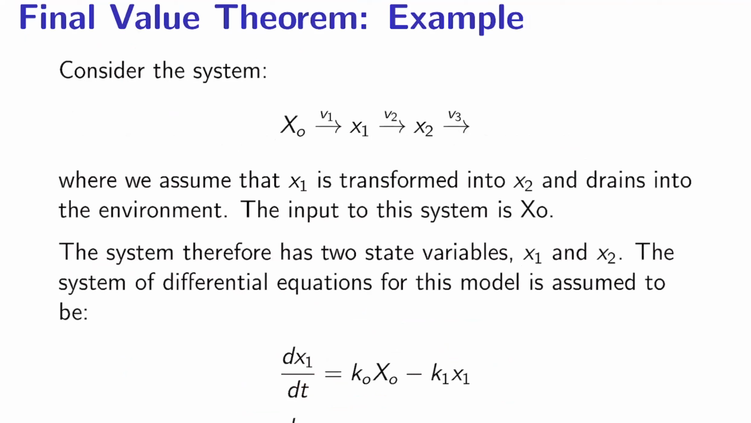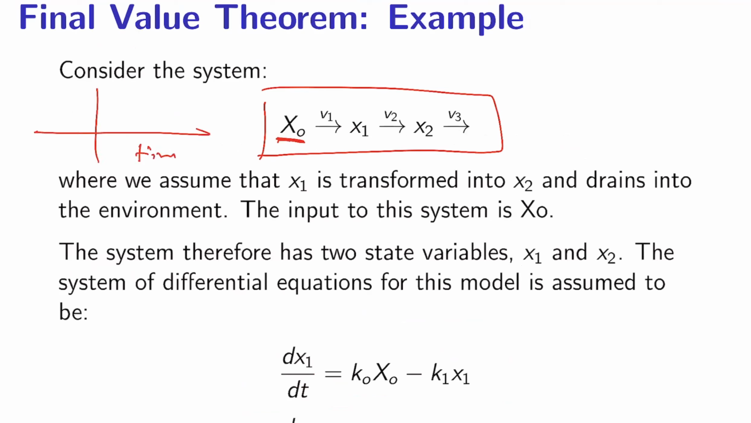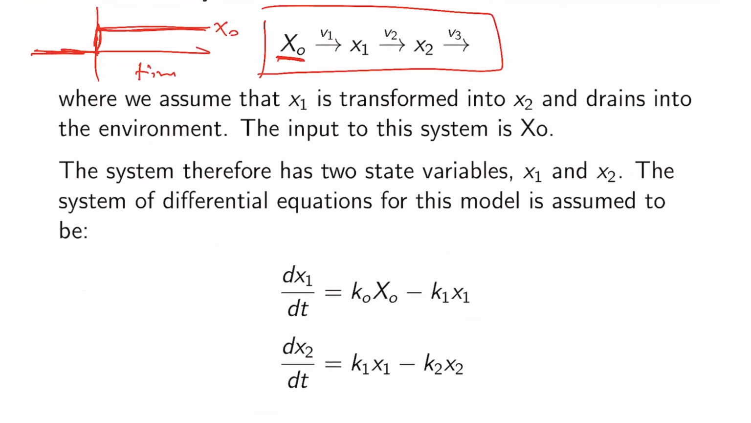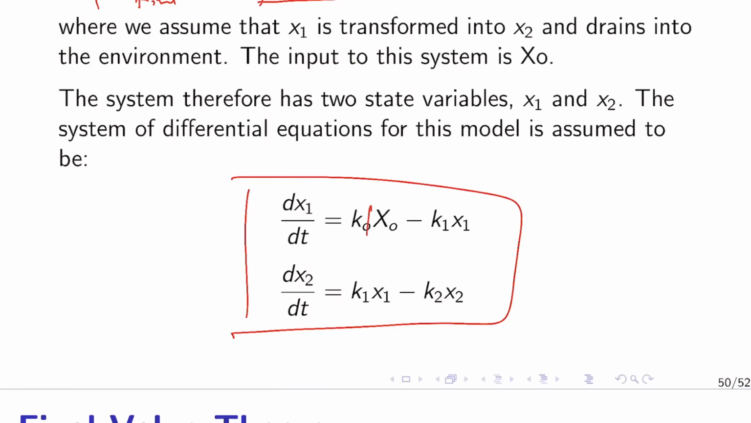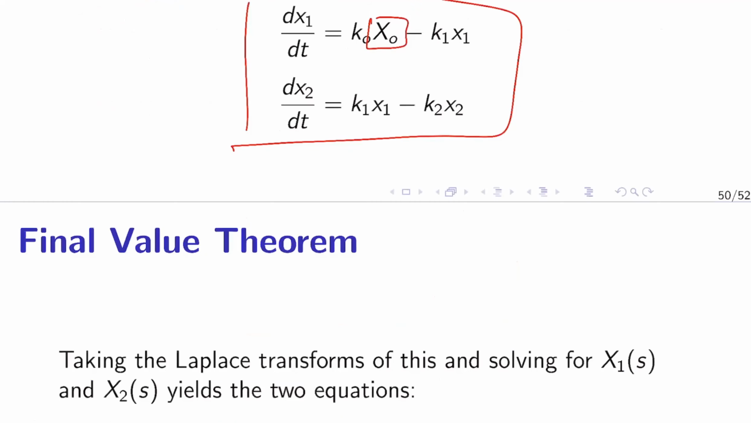So here's my model, and this is the input. In this case, the input is just going to be a step input. So that's time, and x is going to start here, so that's x of 0. I want to know what is the steady state for this system when x of 0 is like this, so it's not changing in time. It's a step input. We have 2 state variables, x1, x2. These are the differential equations. Here's the input.